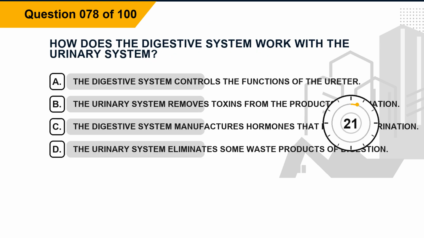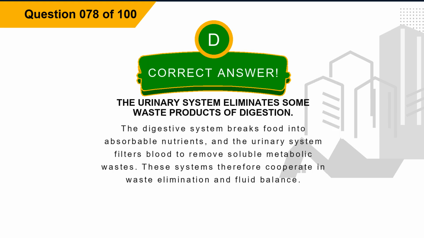Question 78. How does the digestive system work with the urinary system? Option A, the digestive system controls the functions of the ureter. Option B, the urinary system removes toxins from the products of urination. Option C, the digestive system manufactures hormones that influence urination. Option D, the urinary system eliminates some waste products of digestion. The correct answer is option D, the urinary system eliminates some waste products of digestion.